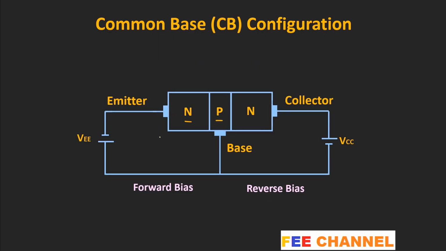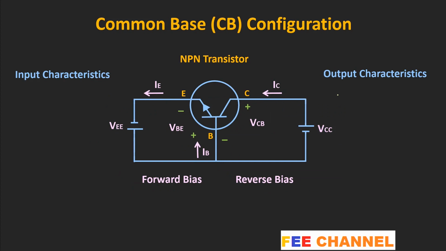That means from this input characteristic, we can say that in this configuration, the input impedance of the device is very low. And in fact, that is expected because, in the forward bias condition, the resistance of the PN junction diode is very small. And typically, it is in the range of ohms. That means we can say that in this common base configuration, the input impedance of the device is very low.